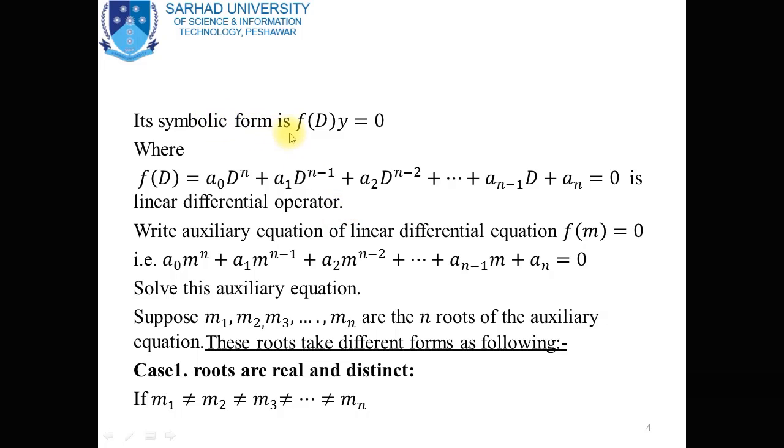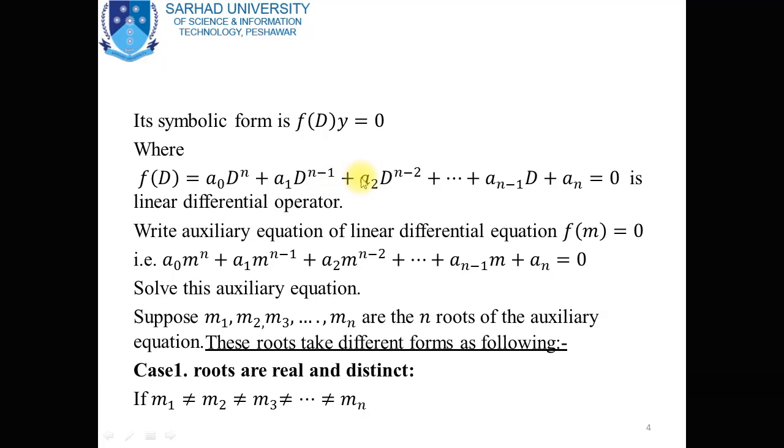Its symbolic form is f(D) y is equal to 0, where f(D) is equal to a0 Dⁿ plus a1 Dⁿ⁻¹ plus a2 Dⁿ⁻² plus and so on, plus an-1 D plus an, a linear differential operator. Simply, this capital D is equal to d/dx. This is called the differential operator. And now we write the auxiliary equation of the linear differential equation, f(m) is equal to 0.